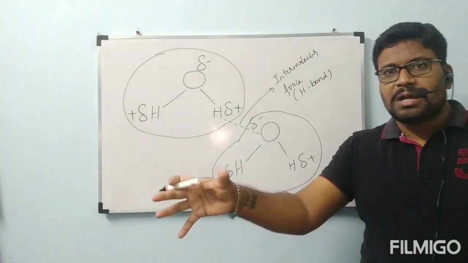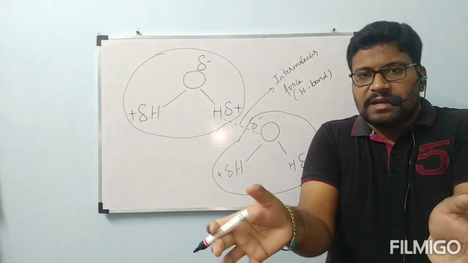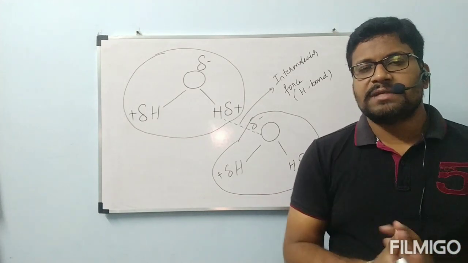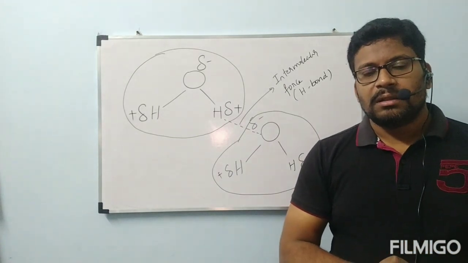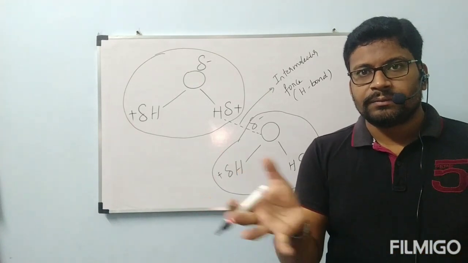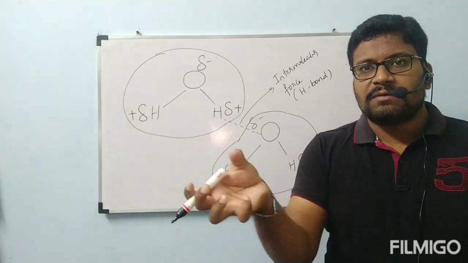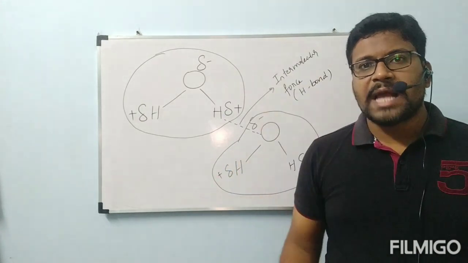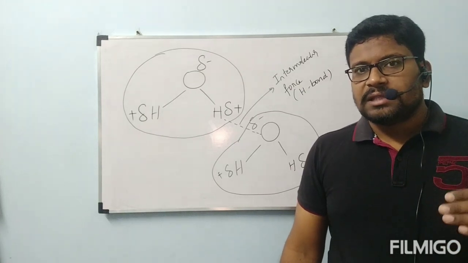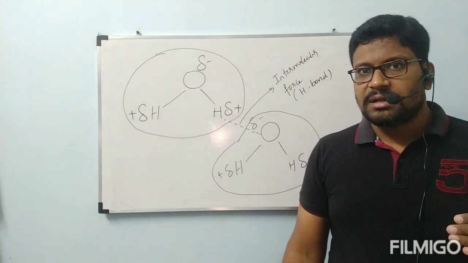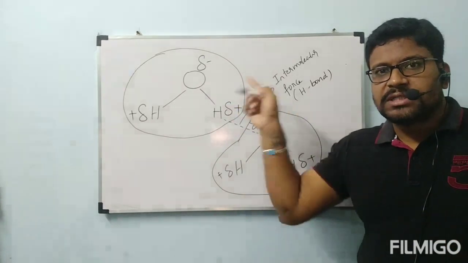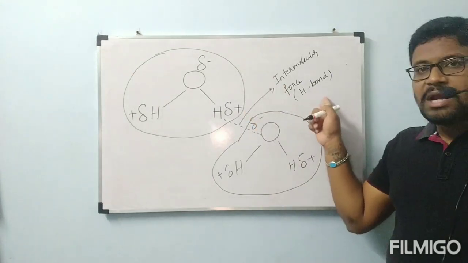Because of this hydrogen bond, the molecules are closer. When the molecules are closer, normally we think that it must be in gaseous state, but it is coming to liquid state at room temperature. Then if you heat that water, these bonds are going to be broken and intermolecular forces are getting weaker. Then it will be converted to gaseous state. That happens when we heat it. But at room temperature, as long as this hydrogen bond exists, they are present in liquid state only. This is the intermolecular force in water, which is called hydrogen bond.